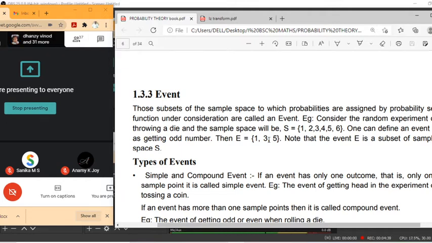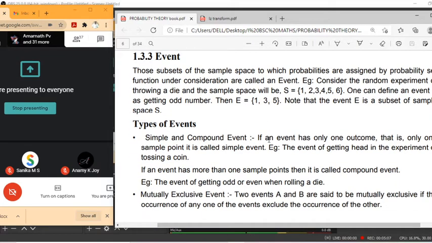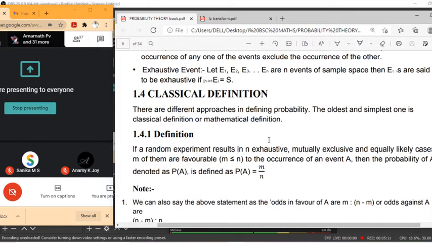So the natural problem would be, what are the possible methods for assigning these probabilities? So what are the methods for assigning these chances, or what are the possible methods for assigning these probabilities? That will be discussed now. So first one is classical definition. This is a method of assigning probabilities or chances to the events.